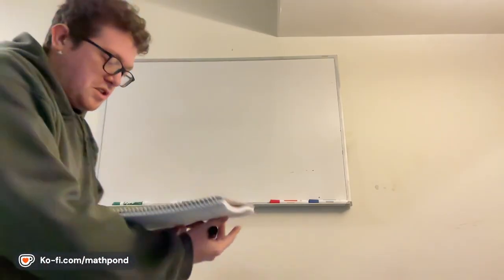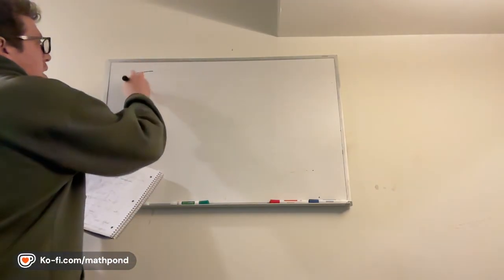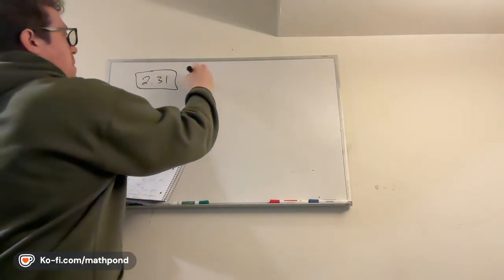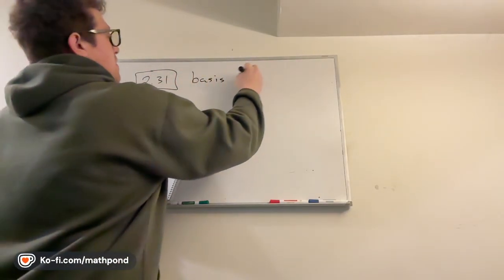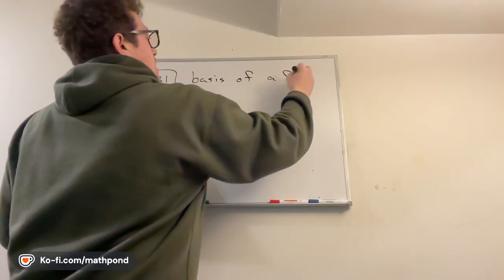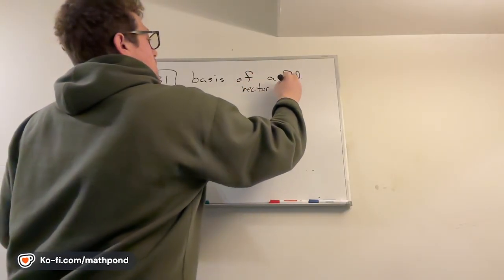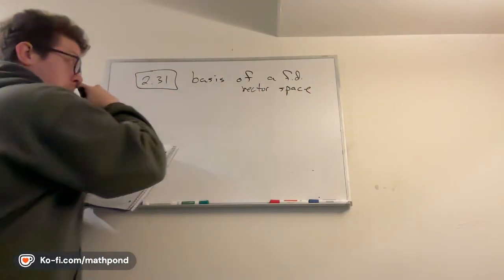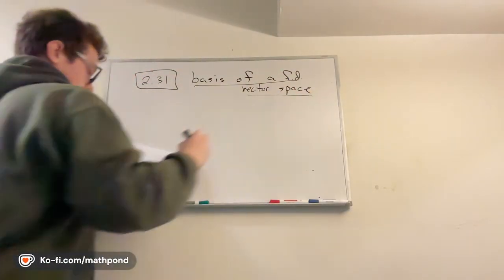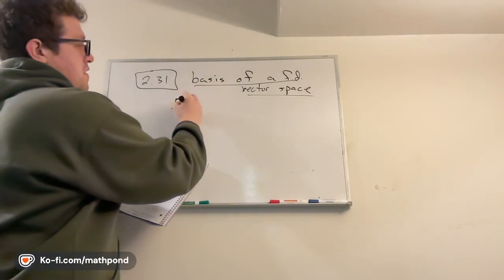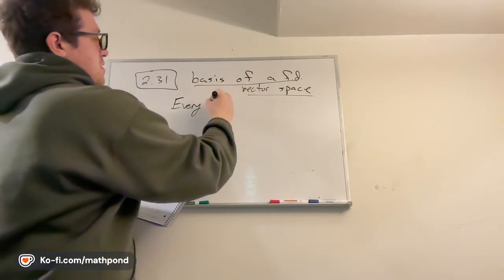Okay, yeah, so this is 2.31, Axler, and it just says basis of a finite dimensional vector space. And the statement's pretty simple: every finite dimensional vector space has a basis.